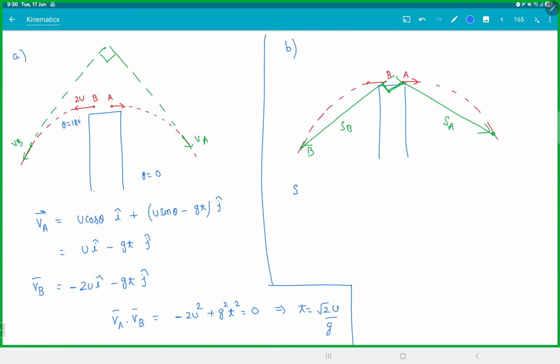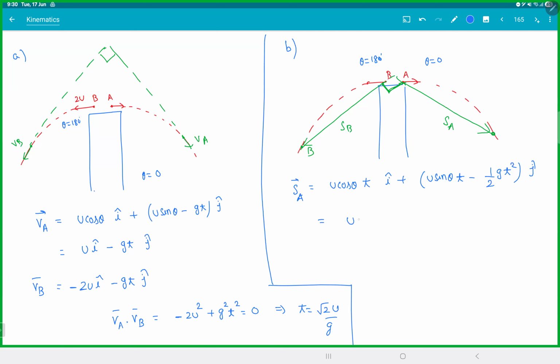Then what is the displacement of SA? Remember the formula: U cos theta T I cap plus U sin theta T minus half GT square J cap. I am not using anything new. We have derived all this stuff. These formulas are still valid even if you throw from a building. This guy with theta will be 0, and this guy theta will be 180, so basically you're throwing it backward.